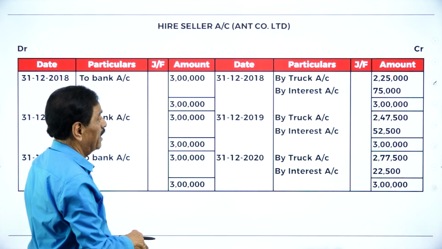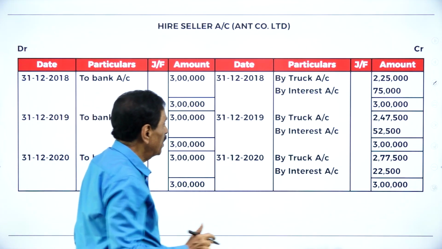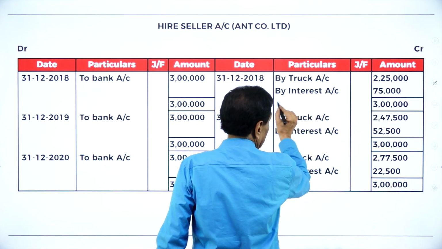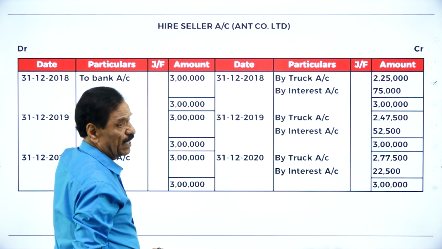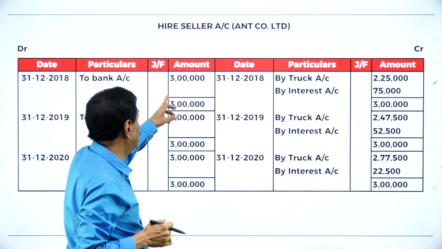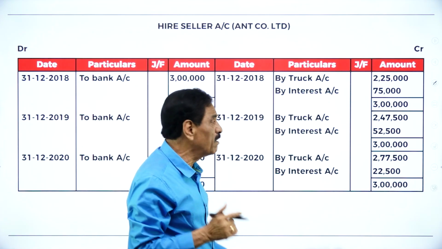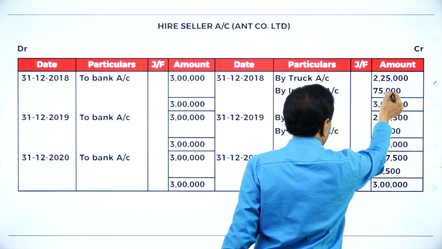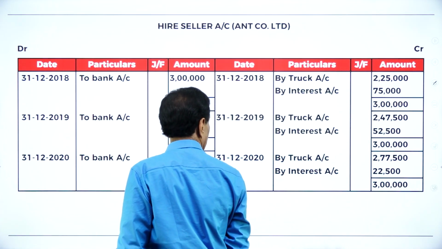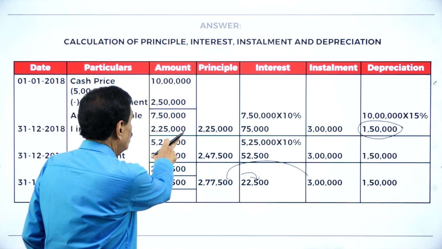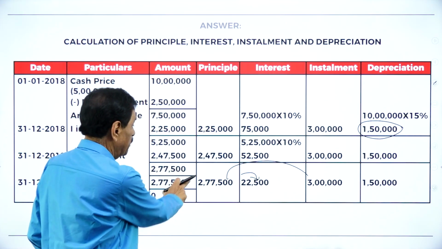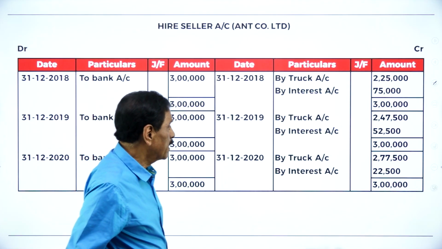This is the hire seller account. What's the entry that goes now? Truck account debit, interest account debit to hire seller account; hire seller account debit to bank account. First installment, how much does he pay? Every year he pays 3 lakh. If you see that, you can understand how much he pays. The principal is 2,25,000, 2,47,500, 2,77,500 for the years. Second year, how much did he pay?